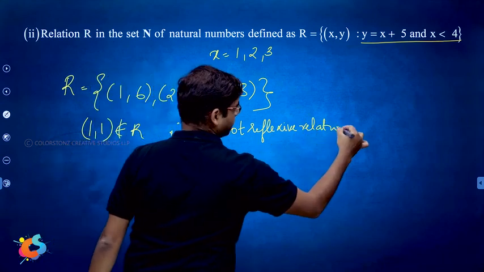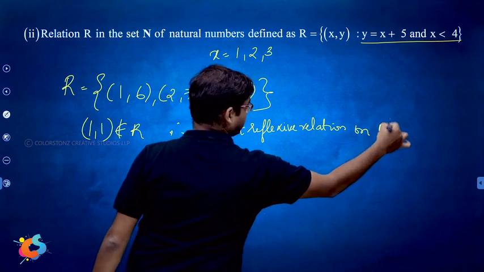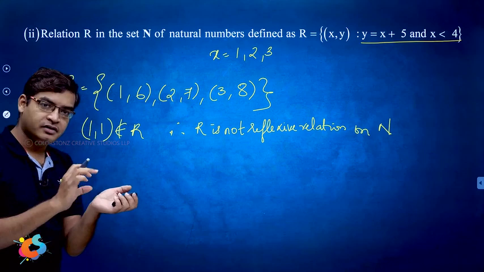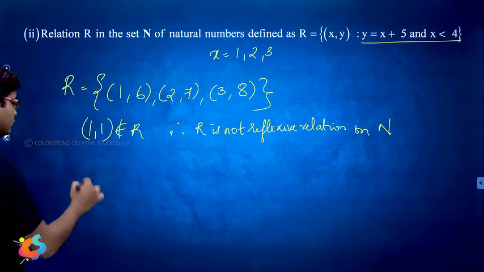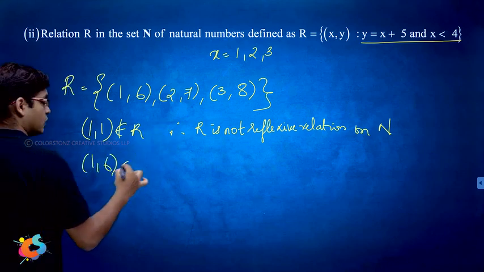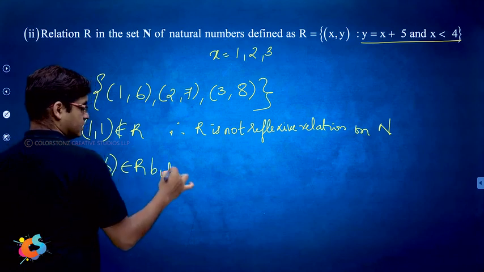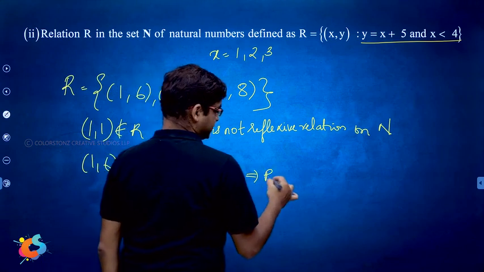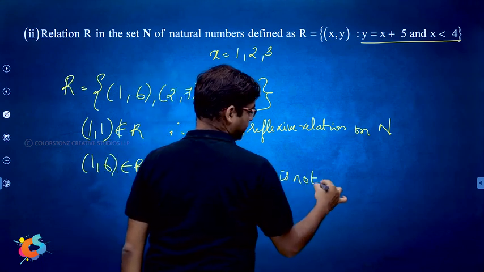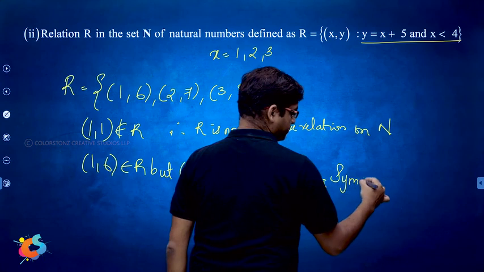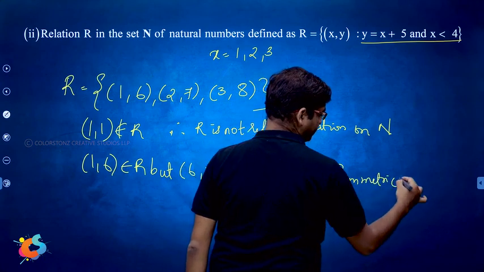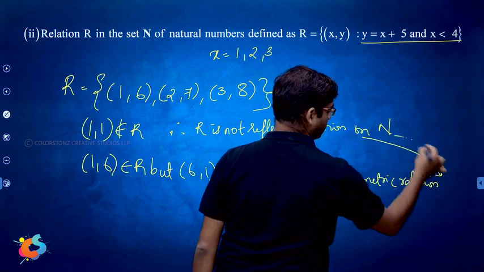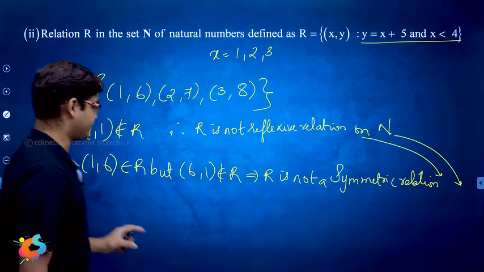Okay, not a reflexive relation on natural numbers. Next, 1, 6, you have taken the ordered pair. Reverse, is it there? No. So therefore, 1, 6 belongs to R, but 6, 1 does not belong to R, implies R is not a symmetric relation on set of natural numbers.